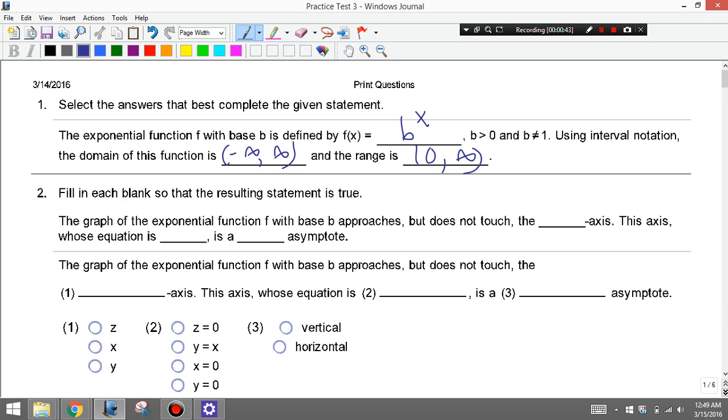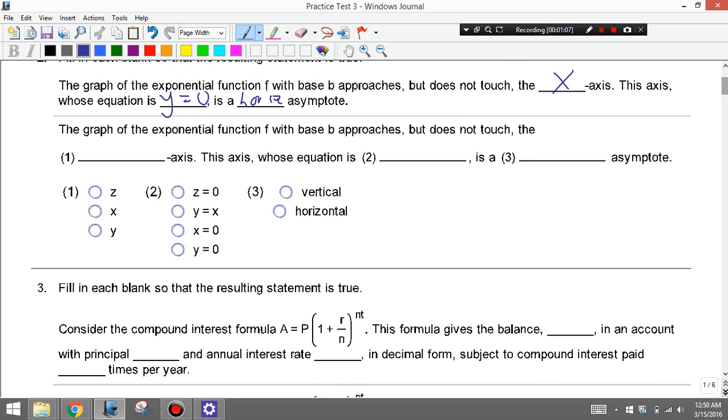Fill in each blank so that the resulting statement is true. The graph of the exponential function f with base b approaches but does not touch the x-axis. This axis, whose equation is y equals 0, is a horizontal asymptote. So those answers are there.